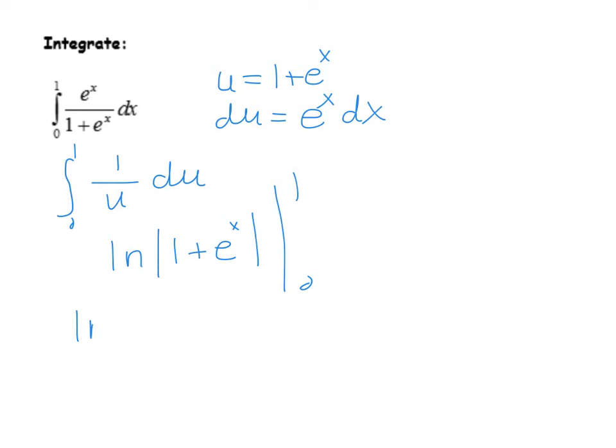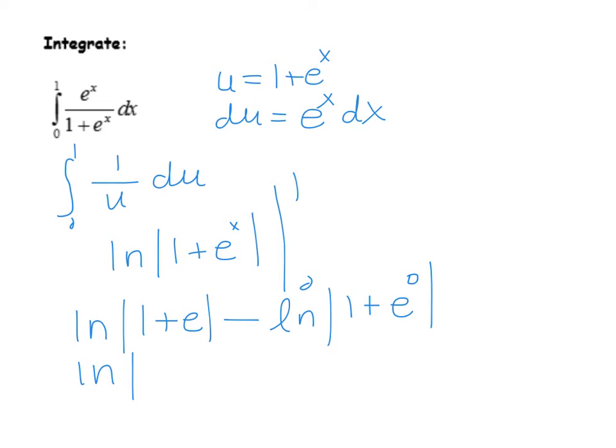So I have the natural log of 1 plus e minus the natural log of 1 plus e to the 0. Careful, because that's 1. So this is the natural log of 1 plus e minus the natural log of 1 plus 1, so that's 2. So I could write it like this using the quotient rule, the natural log of 1 plus e over 2.